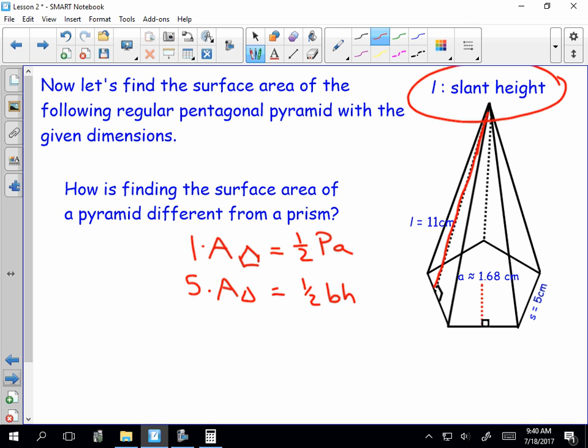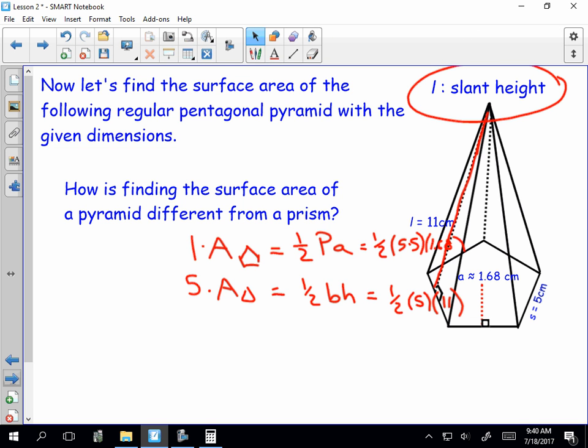And then we're plugging in our pieces. 1/2 perimeter, 5 times 5. Our side length is 5. Our apothem here is 1.68. And then when we're looking at our triangles, 1/2 the base of the triangle is the side length of 5, and the height of the triangle is what we call the slant height here of 11. So now we go through to do our multiplication. We're going to multiply these pieces out and then put it together to get our surface area.